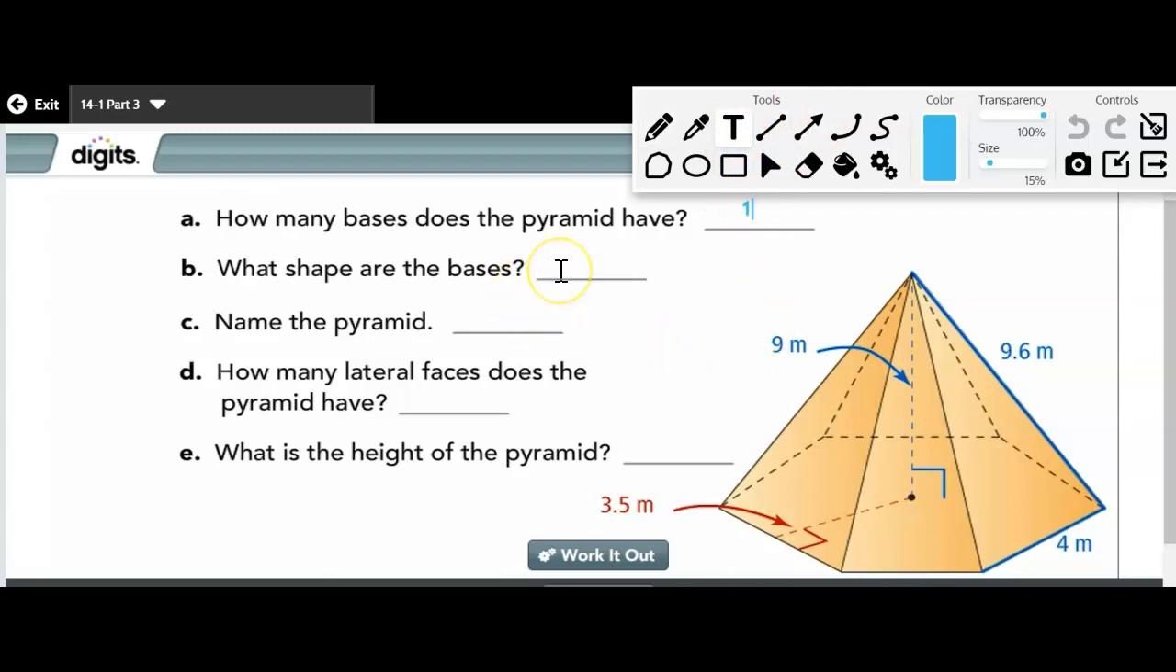What shape are the base or bases? We have a 1, 2, 3, 4, 5, 6-sided shape. So that is a hexagon. Let's name it. The name of this pyramid would be called a hexagonal pyramid. You name it by its base.